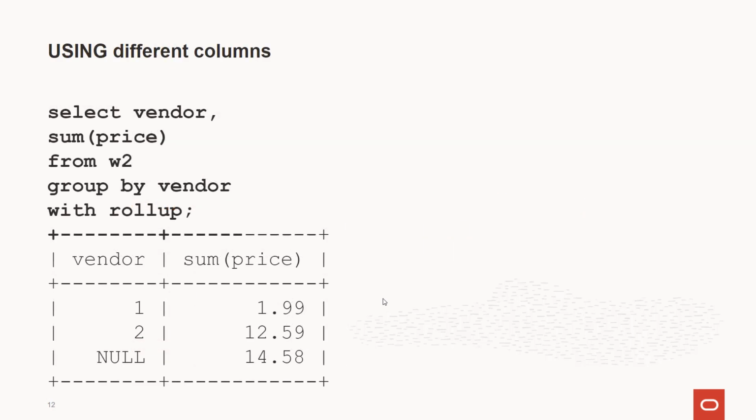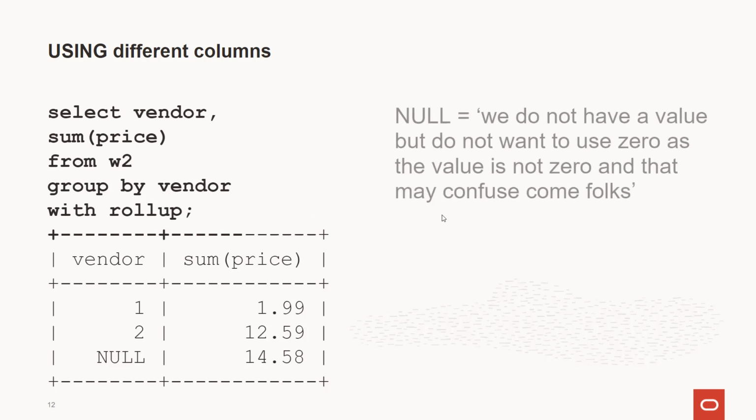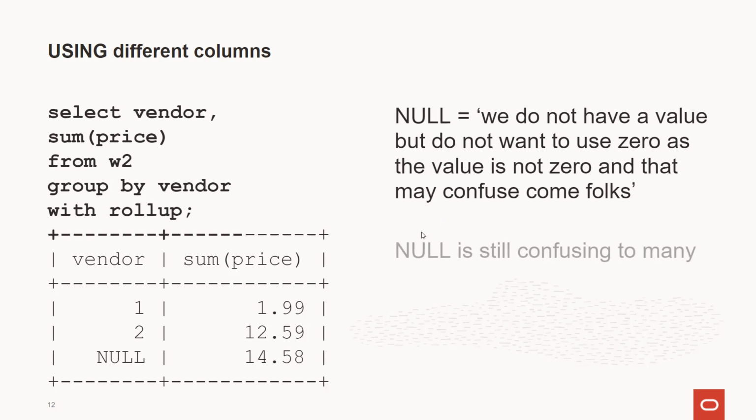Now, here's another similar thing. We're going to sum the price, and we're going to group it by vendor instead of by warehouse. And some results. Now, if you're used to this, it's great. If you're not used to this, it's bad. If you're using some sort of data analytic package that's not used to this, it's going to skew your results. And once again, null is confusing. Make sure you understand that null means that you don't have a value to put in there.